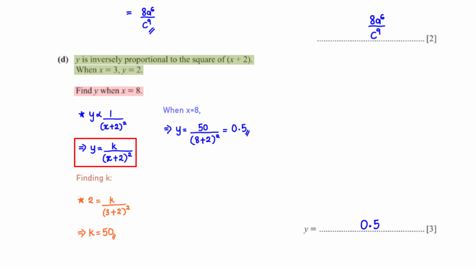We need to find the value of k. We can get this by plugging in the values of x and y given in the question. This gives us 2 equals k over (3 plus 2) squared. When we make k the subject, we get 50. So now if x equals 8, then y equals 50 over (8 plus 2) squared, which is equal to 0.5.